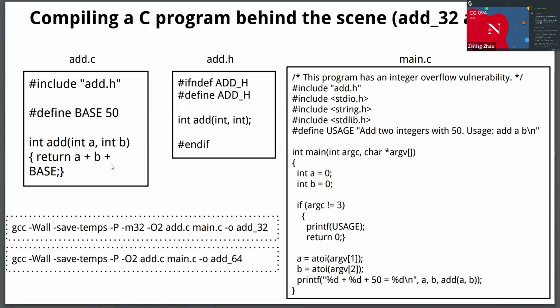The function add is in another file. It's in another C file, so it will be compiled into a different object file. In this file, we only have a macro there. After that, we have a simple function that takes two parameters, A and B, and just returns A plus B plus 50. Then we have the header file there. So let's try this on our server.